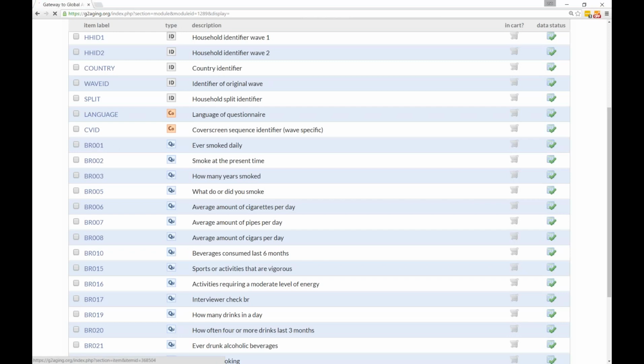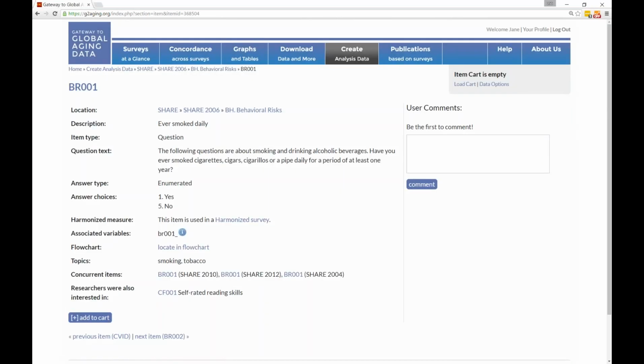And we can click into that for more information. And this gives you kind of the baseline of the metadata that we have available. So the question is, ever smoked daily? And the question text is, the following questions are about smoking and drinking alcoholic beverages. Have you ever smoked cigarettes, cigars, cigarillos, or a pipe for a period of at least 1 year?